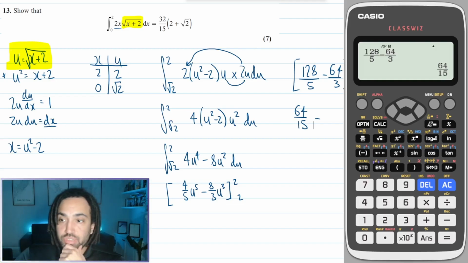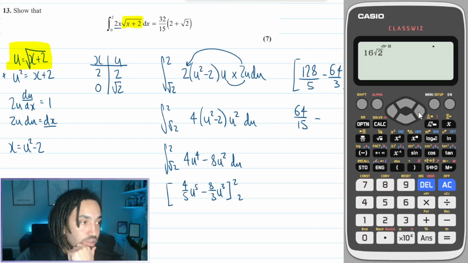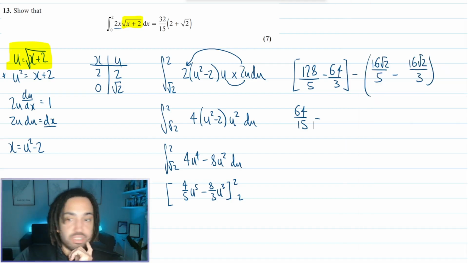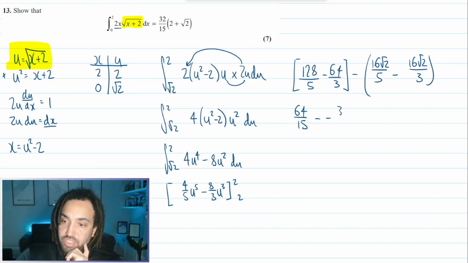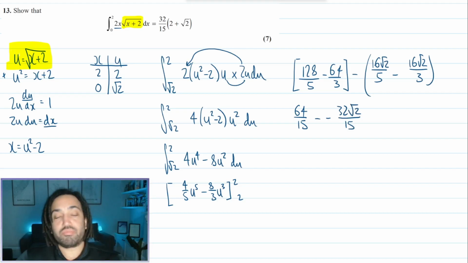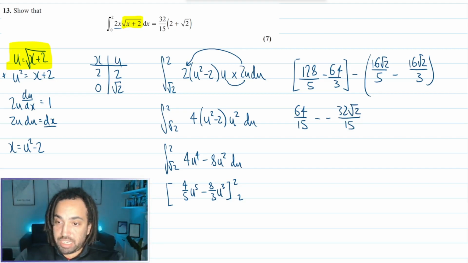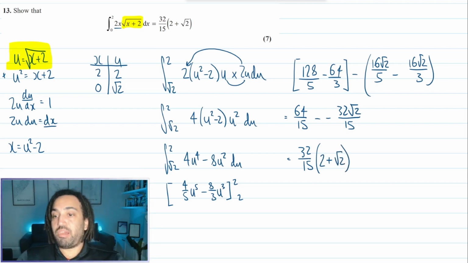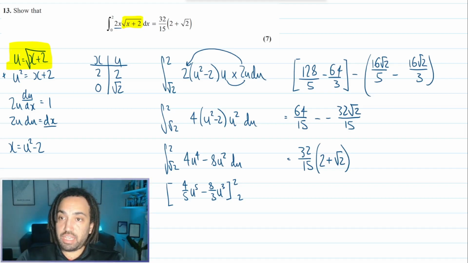Okay, so we've got 16 root 2 over 5 minus 16 root 2 over 3. So minus 32 root 2 over 15. Okay, great. So there's a plus sign now in between them because of the two negatives. We can take out a 32 over 15, and that leaves me with 2 and root 2. Perfect. And that is what they asked for. Yay.